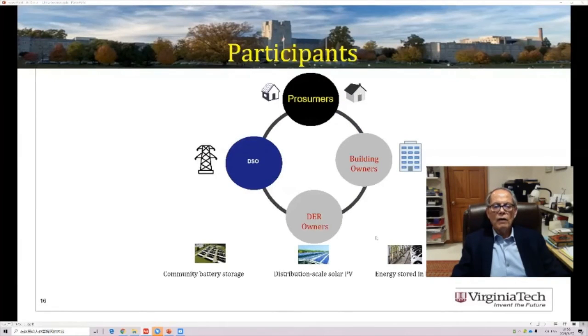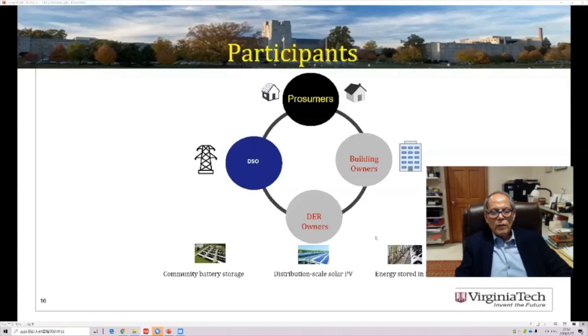Okay, now, who are the participants in this plan? First is prosumer, P-R-O-S-U-M-E-R-S. That means producer and consumer. If you have a house with rooftop solar, you're producing electricity from rooftop solar, and the house also needs power at night from the power company. That's a consumer and producer together, we call prosumer.